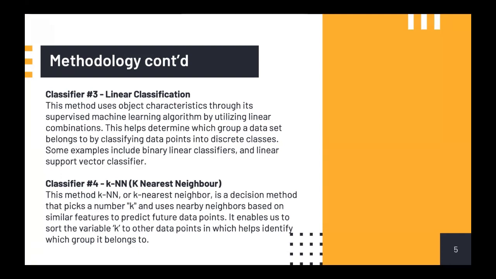The final classifier is the KNN. Now, the KNN, or the K nearest neighbor, is an interesting method. You would imagine picking a number K and considering nearby neighbors with similar features to predict future data points. It's like comparing the variable K to other data points, helping us identify the group to which a data point belongs. This method adds another layer of understanding by leveraging the characteristics of neighboring data points.